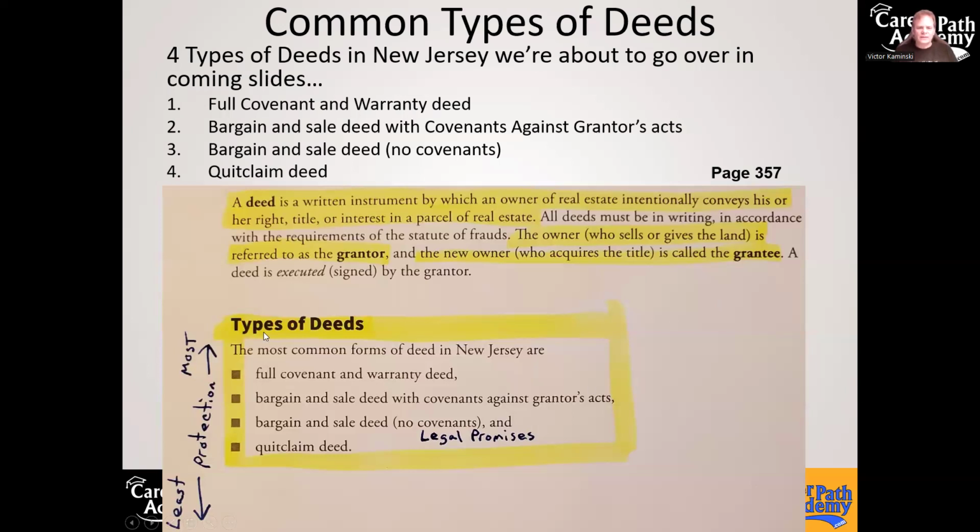So we'll highlight here types of deeds, and then right here protection, and then put an arrow on both sides and write most to the least. So the deeds that offer the most protection to the deeds that offer the least protection start with the full covenant and warranty deed. That's a full warranty, also known as a general warranty. It goes by several other names, which I'll probably show you on the next slide.